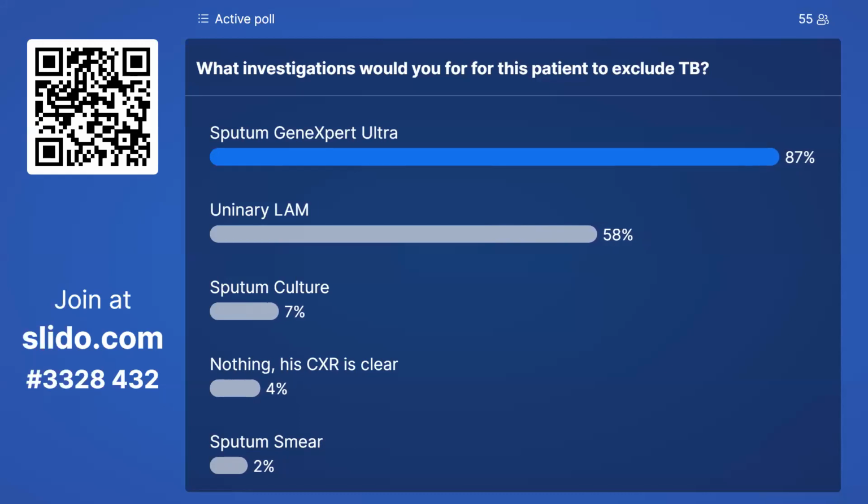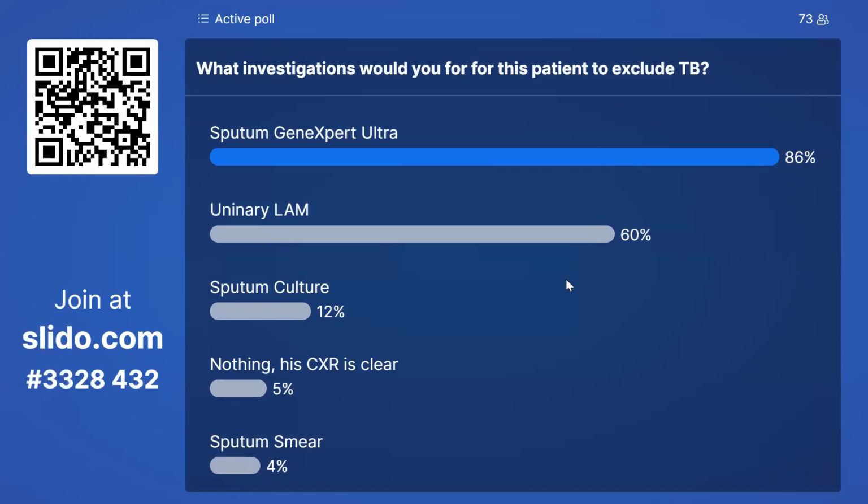Okay, so this is a patient with a clear history of coughing and weight loss. He's got advanced HIV disease. He's got a CD4 count way less than 50. Do we really think that because his chest X-ray is non-specific that we're not going to do anything? Okay, I'm going to have a quick look at the chat to see what people who are not linked into Slido are answering.